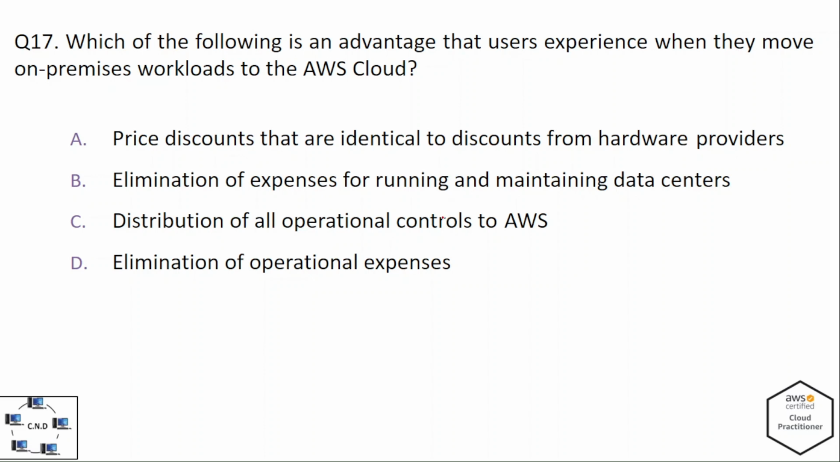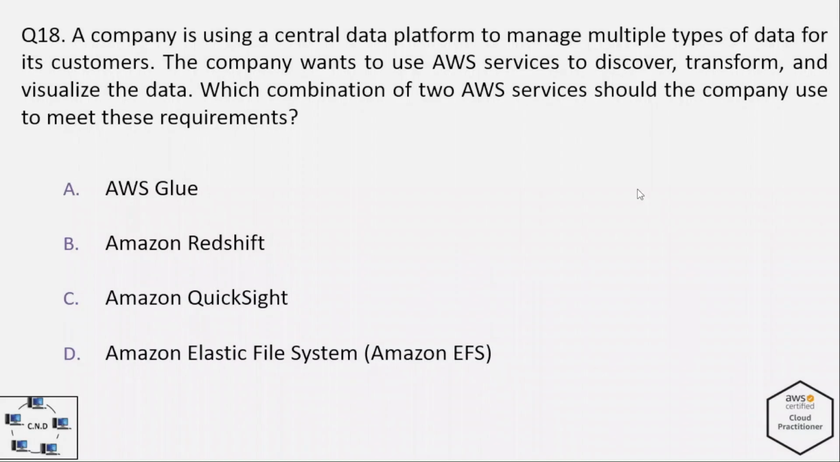And the correct option is, so moving from your on-premises to the AWS cloud, or for that matter any cloud, gives us the advantage of elimination of expenses for running and maintaining your local data centers. Running and maintaining a data center is very costly, and moving to the cloud eliminates this expense. Let's move forward to the next question.